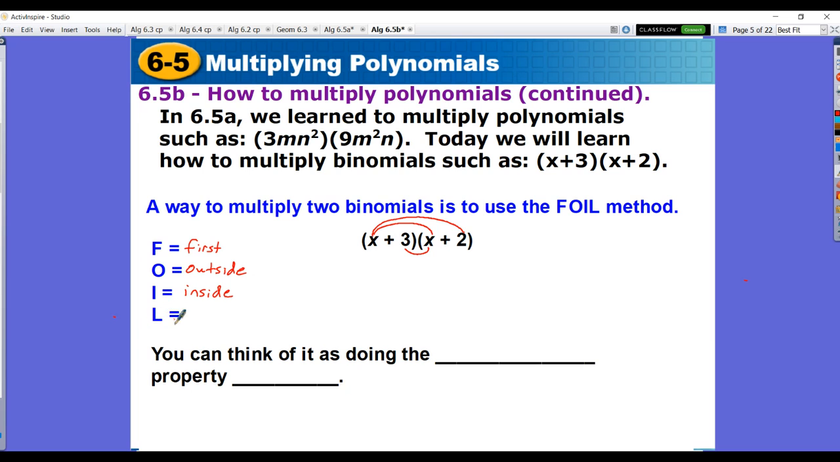The L in FOIL stands for last. What that means, we have one more line to draw with the 3. The 3 is actually our last term over here, so it's going to get multiplied by the last term that is over here. If you take a look at our lines that we drew, I know it's kind of upside down here, but we're doing the distributive property with the 3. We're going to go about multiplying this now that we got those lines like that. But you can think of what we're going to do next as doing the distributive property.